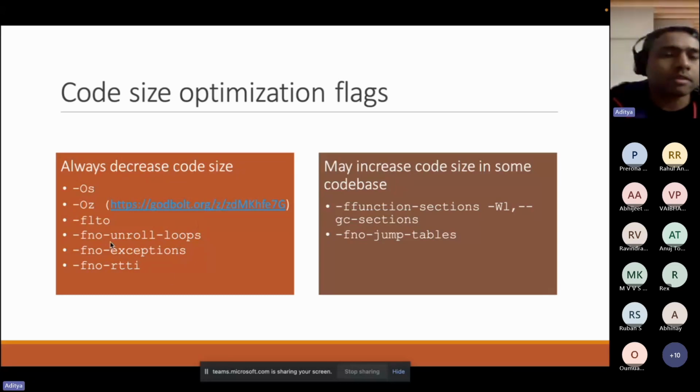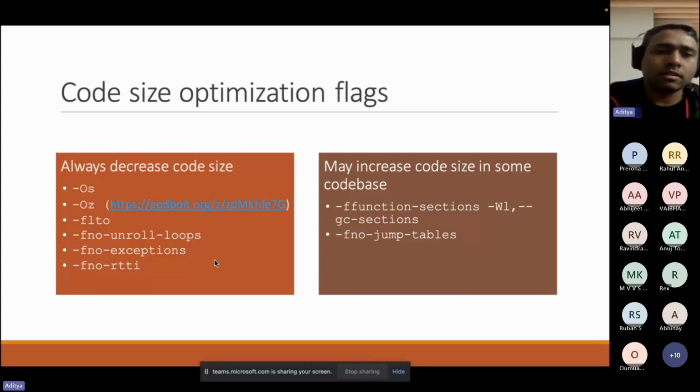The other flags, like -fno-unroll-loops, are pretty easy. You can just put it in any system. Basically, it disables loop unrolling, so the code size reduces. Next one is called -fno-exceptions. In a C++ code base, you will have exception handling code, right? So this flag disables that.